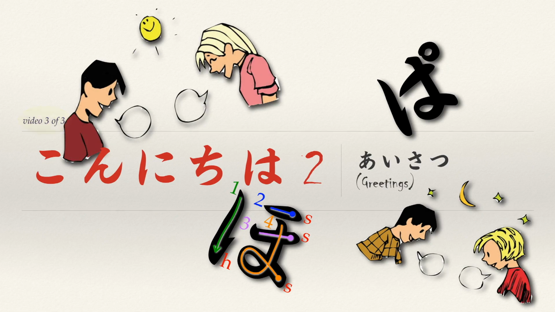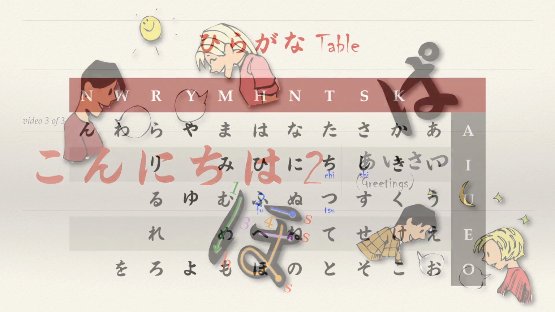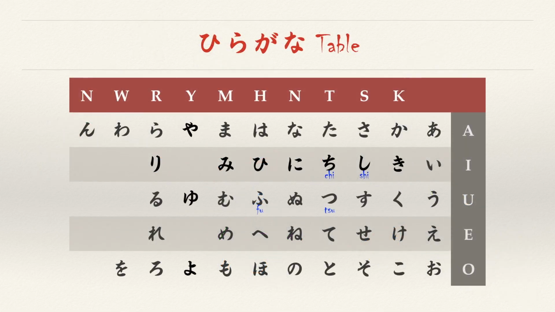We've come to the final video for today's lesson. In this video, we'll introduce 36 new syllables. That means another table. As you know, there are 46 hiragana characters. These characters make the basic syllables of the Japanese language.